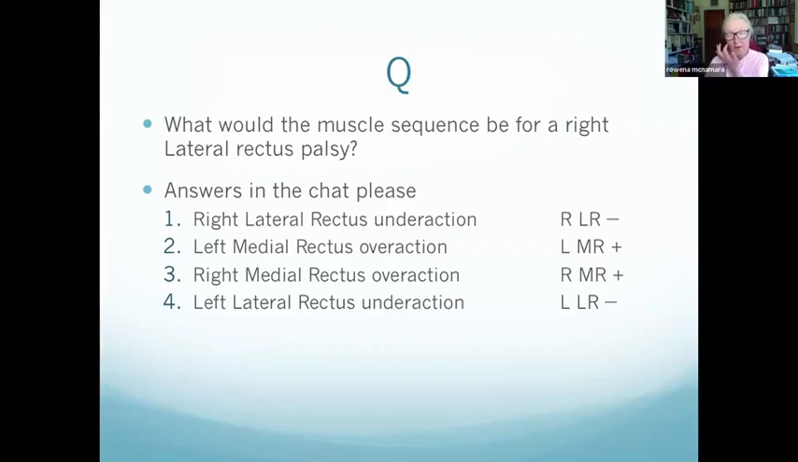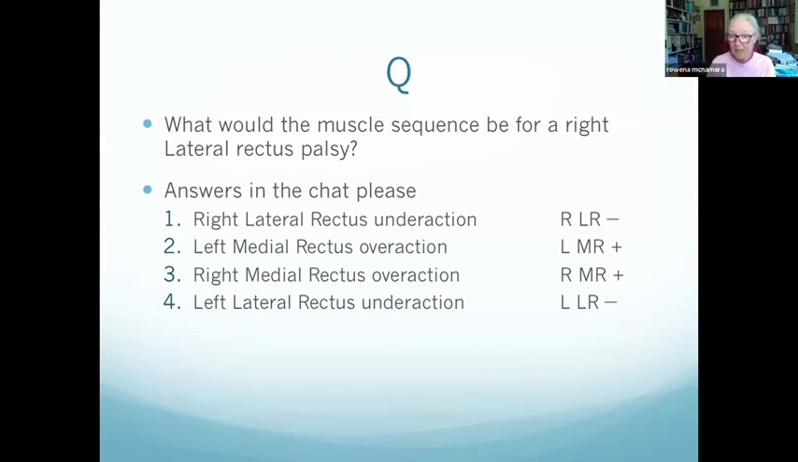I left you with a puzzle at the end of the last session, which was to write down the sequence. And I realized that right and left can sometimes sound the same. So obviously we're going to have to write it very clearly. So with the example, what would the muscle sequence be for a right lateral rectus palsy? We had the right lateral rectus is the primary defect. The overaction in the other eye of the medial rectus is due to Herring's law.